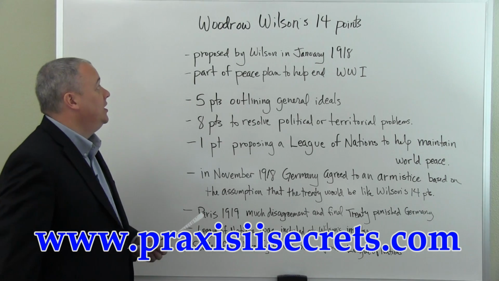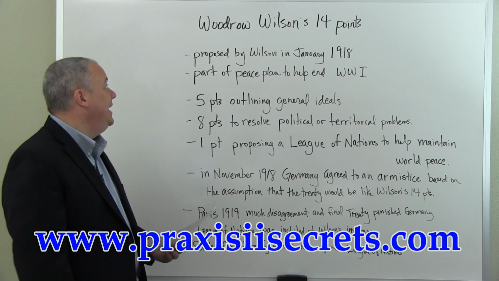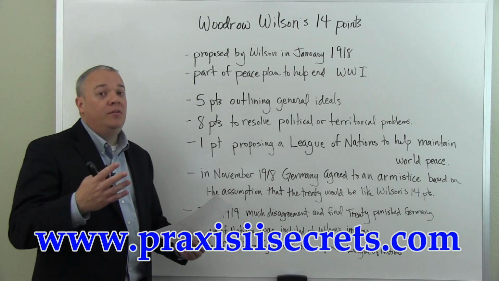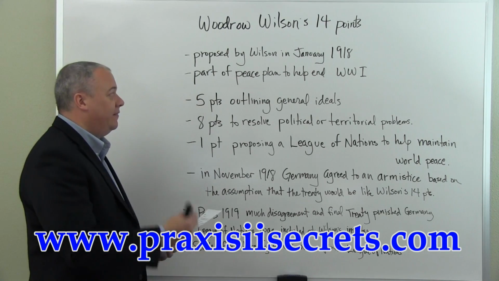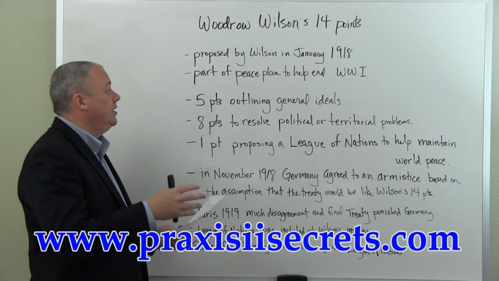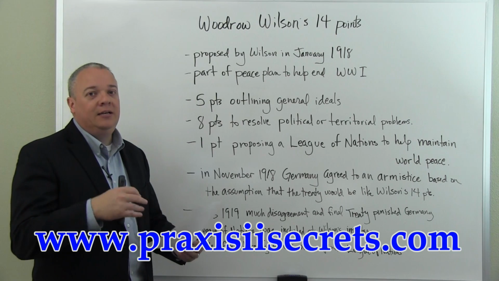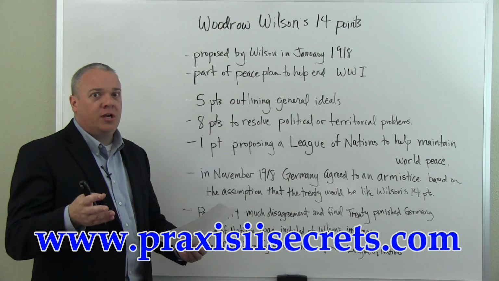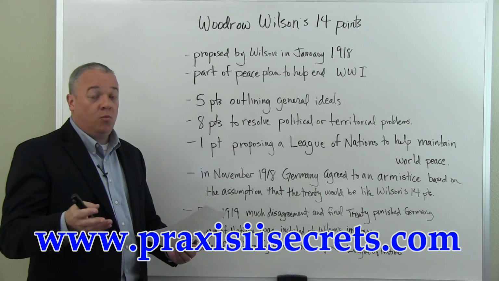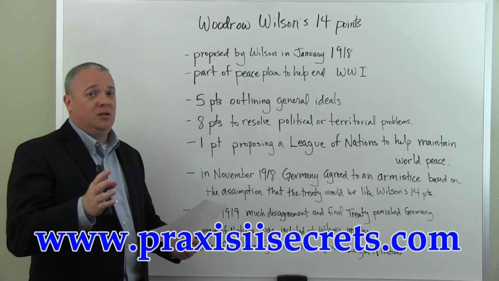He proposed this 14-point plan in January of 1918, and it was part of the peace plan to end World War I. Five of the points dealt with general ideals. Ideals meaning we want to prevent future conflicts. We don't want there to be more wars like this. So, the principles on which it was based.